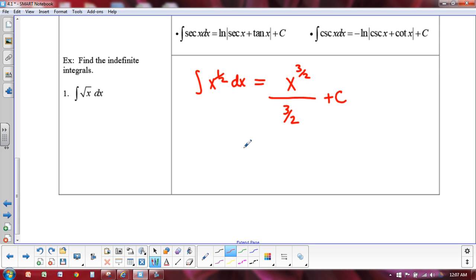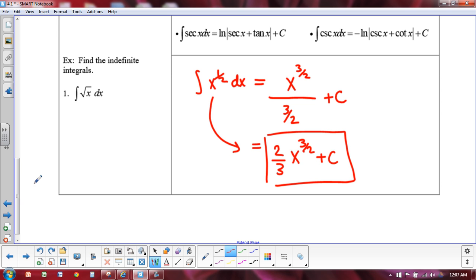Hopefully really quickly you're going to learn that, okay, if this is x to the 3/2 and I want to divide by 3/2, that's really the same thing as multiplying by 2/3, and you are more than welcome to skip from the original part to that step and be done.